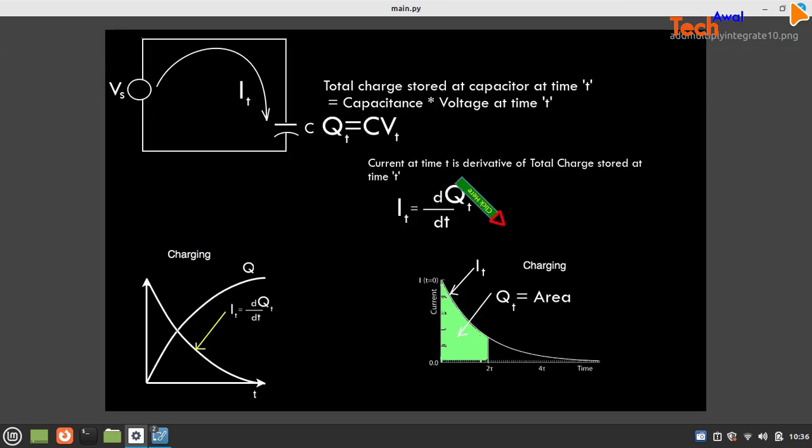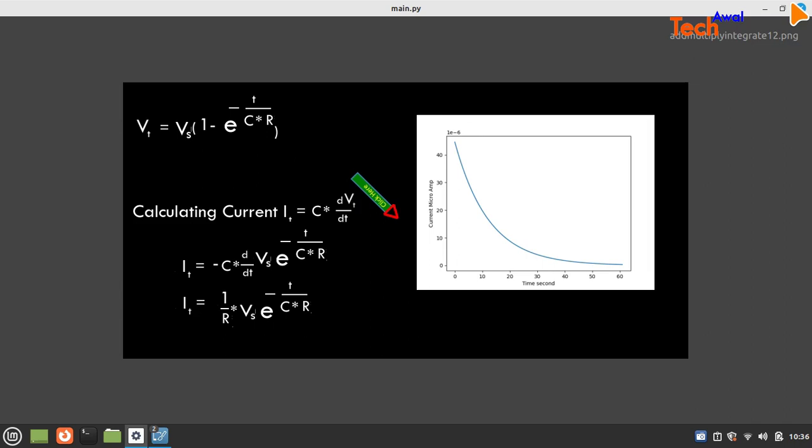If I know the theoretical Vt and I know the charge, then I can calculate the theoretical current. This theoretical current will be verified against the practical one. So that is the idea. If the theoretical voltage is Vt equal to this, then the current is C dV/dt. Finally, the theoretical current at any moment is (1/R) times Vs times e to the power of minus t/RC. If I draw the graph, the current should look like this.